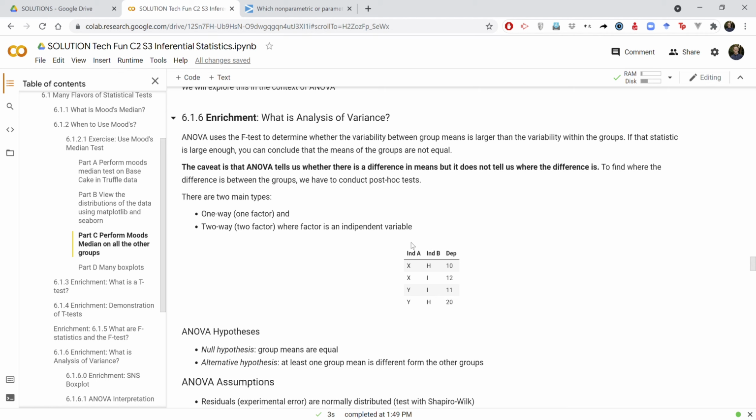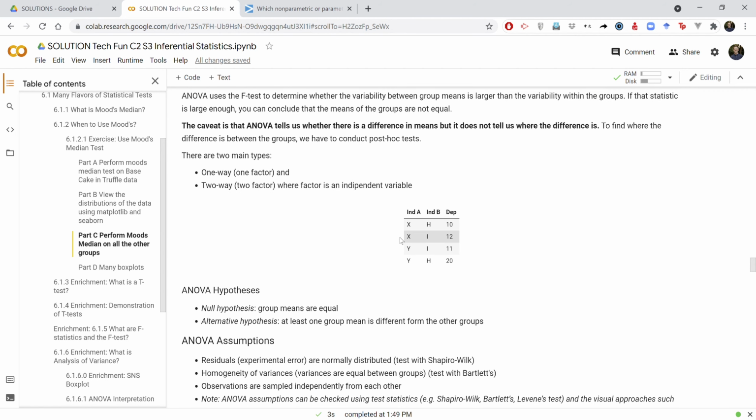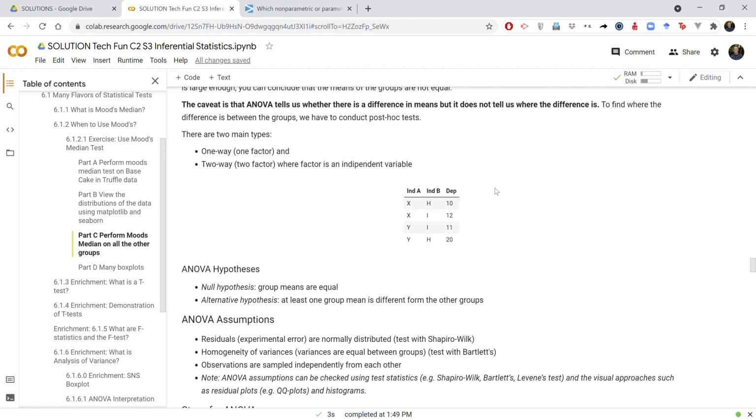where the difference is. For instance, if I am looking at the base cake column in the truffle data, it will tell me if that column is significant or not, but it won't tell me, for instance, whether it's the butter or the chiffon level that is different from the group. To find where the difference is between the groups, we would have to conduct a post hoc test. There are two main types of ANOVA, a one-way or one-factor ANOVA and a two-way or two-factor ANOVA, where a factor is an independent variable.